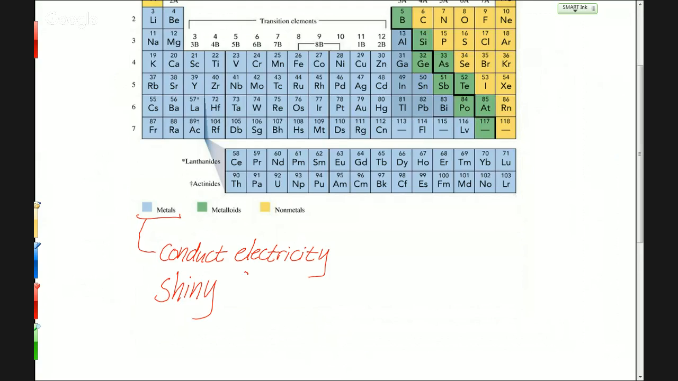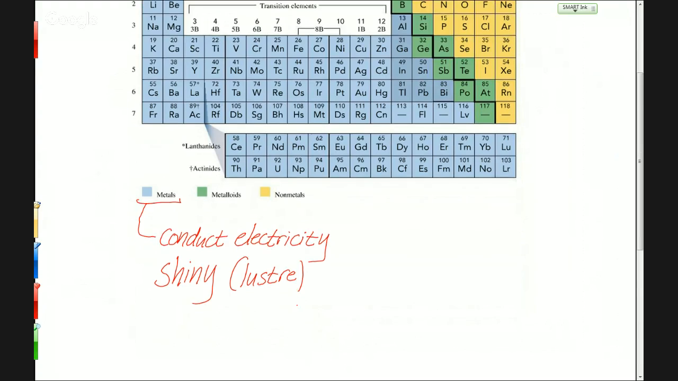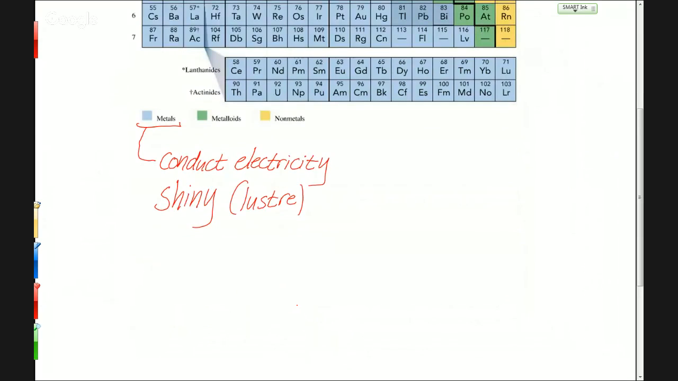The technical term for that is luster. They have a luster. That's that shininess. What else about metals? Can you melt metals? Yeah, but you can melt anything, pretty much. And the solid thing isn't necessarily true either, because you can always melt a metal and make it a liquid. And then some metals like mercury are just a liquid at room temperature. So they're not necessarily solid.